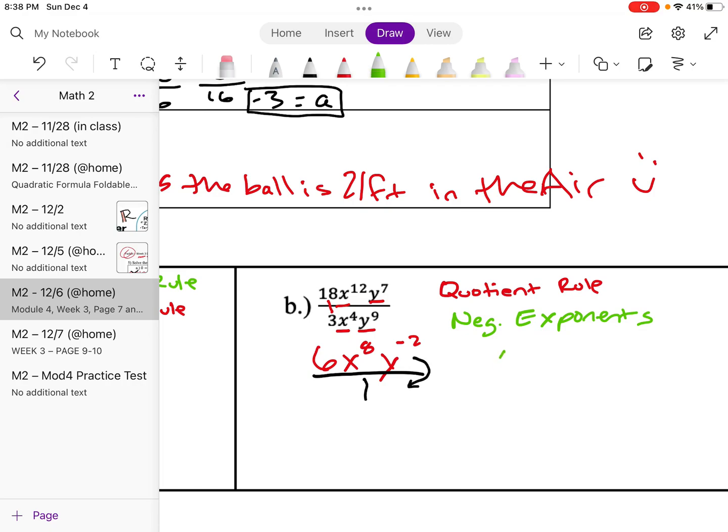This entire piece is like over 1, so I'm going to hop this guy down and rewrite it as 6x to the 8 over y to the 2.